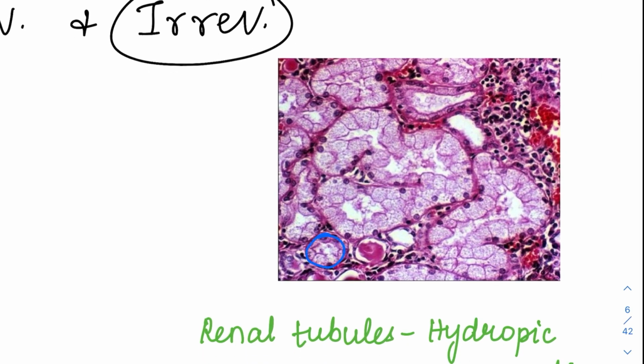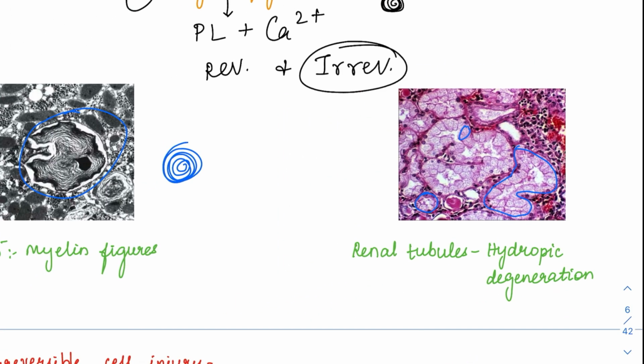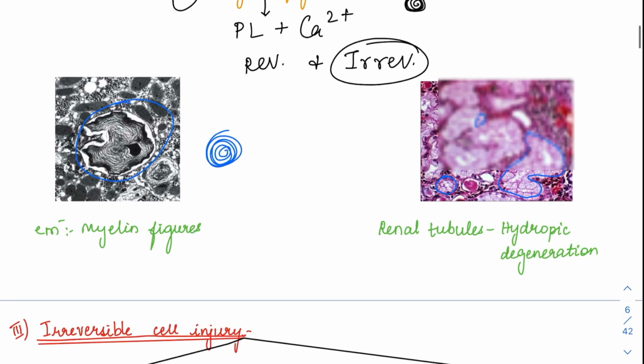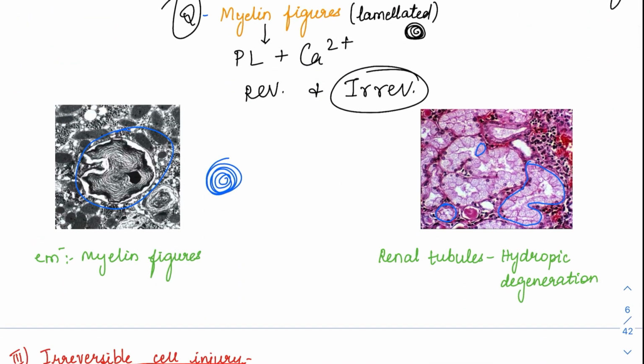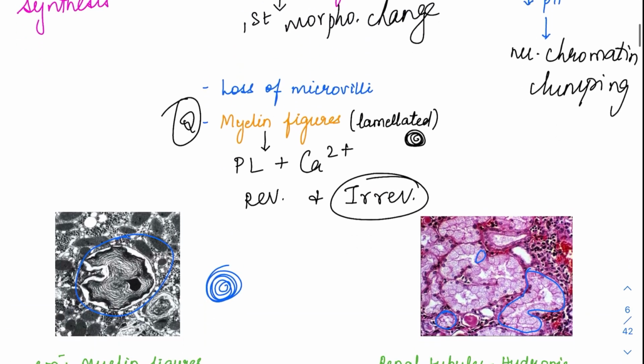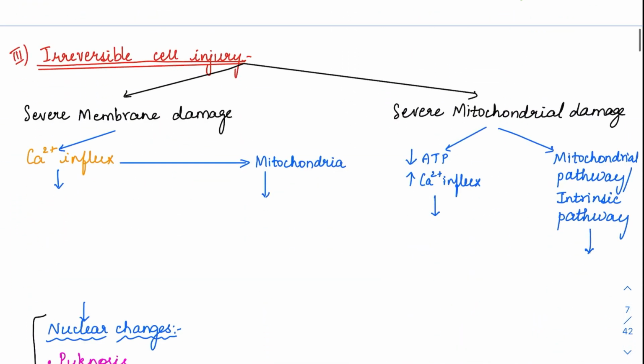So this is a normal renal tubule you see here. And look at these tubules, the cells are all quite large and they have a vacuolated kind of cytoplasm. So this vacuolar or hydropic degeneration is nothing but the cloudy swelling which we were speaking of. So this was the first morphological change. So cloudy swelling is nothing but hydropic degeneration seen in reversible injury.